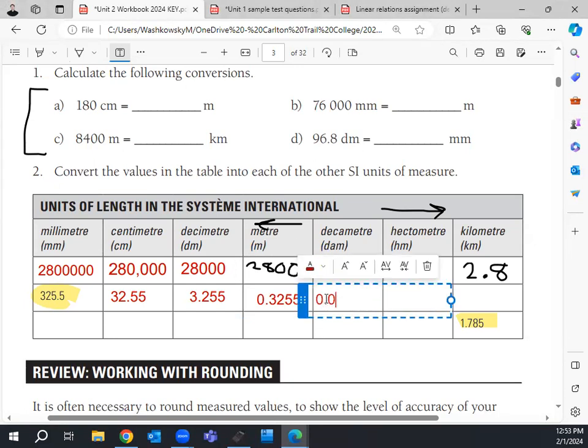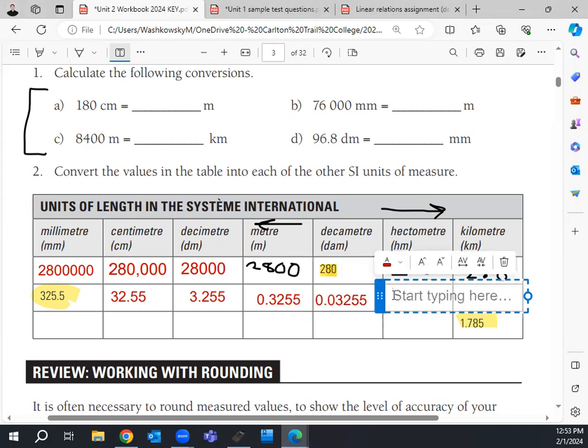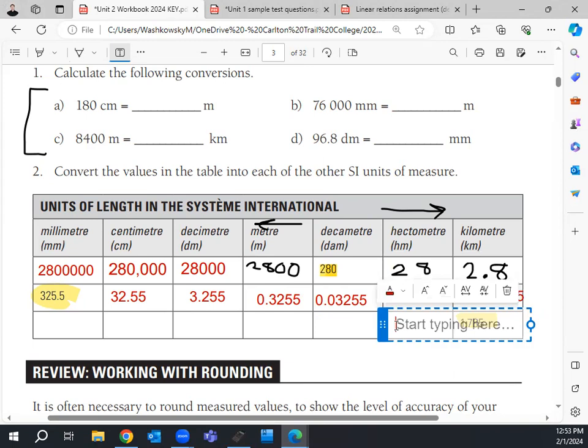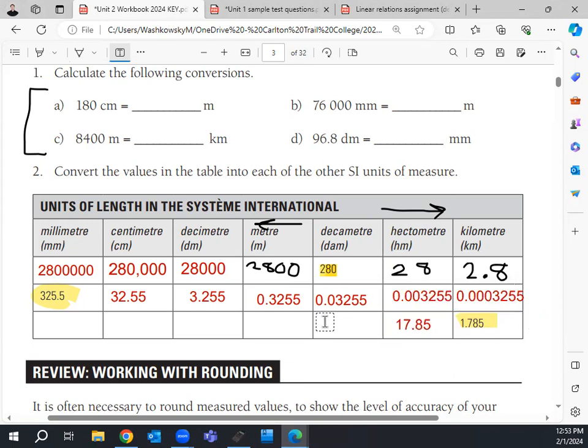But just quickly powering through this. This is not the main skill. It's just kind of something we need. 0.003255. Just quickly, 178.5.